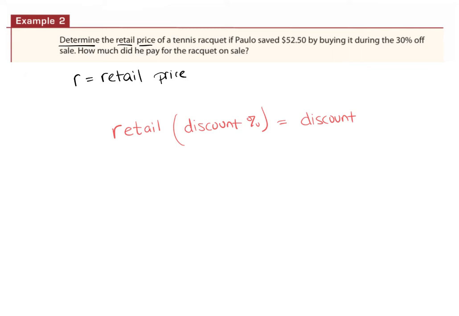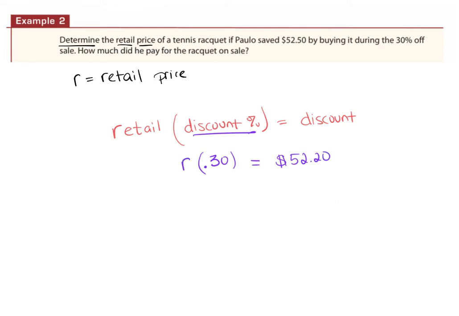So which pieces did they give me here? Well, they gave me the discount percentage, didn't they? What's the discount percentage that this thing was on sale for? 0.30. Yeah, 30%. So yes, I'm going to use 0.30 here. All right. They also gave me the discount amount. How many dollars did he save? Well, he saved $52.50. So the only thing I don't know is that R.